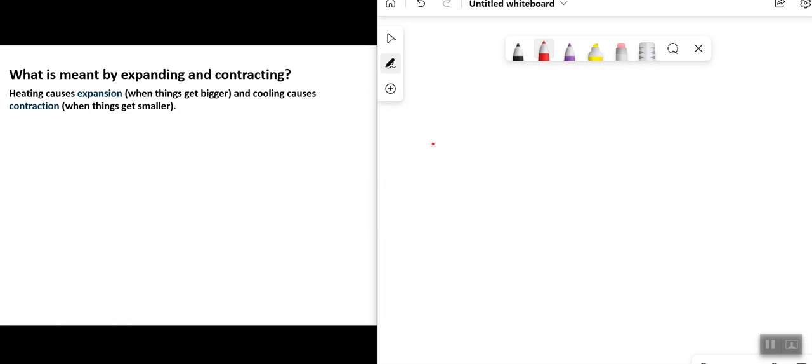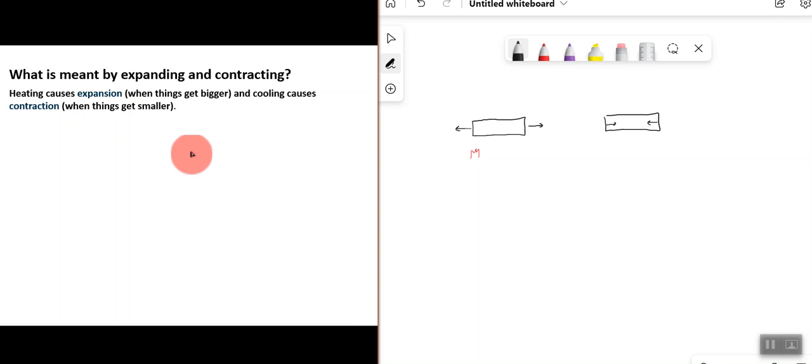So imagine this is a piece of metal here, and we add some heat to it. It's going to expand. And then if we take the heat away and let it cool down, it will contract back to its original size. So heat expands and contracts material all the time.